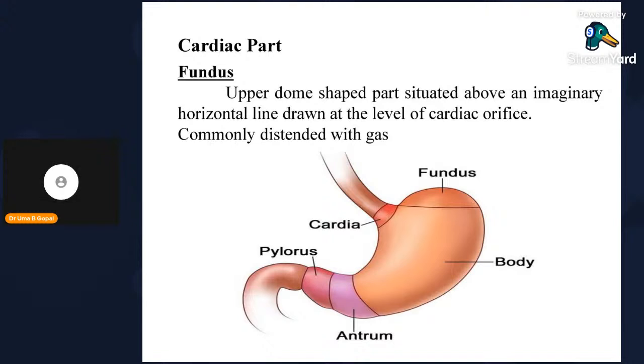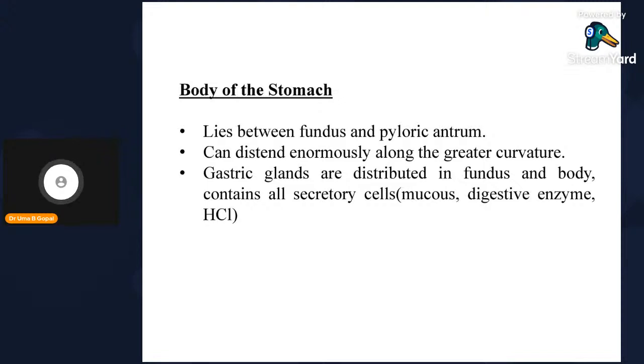Cardiac part of the stomach is made up of fundus and the body. The fundus is the upper dome-shaped part situated above an imaginary horizontal line drawn at the level of the cardiac orifice, commonly distended with gas. The body of the stomach is part of the cardiac part and lies between the fundus and pyloric antrum. It can distend enormously along the greater curvature. Gastric glands are distributed in the fundus and body. They contain all secretory cells: mucus secreting cells, digestive enzymes, zymogenic cells.